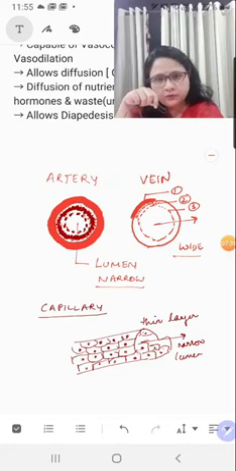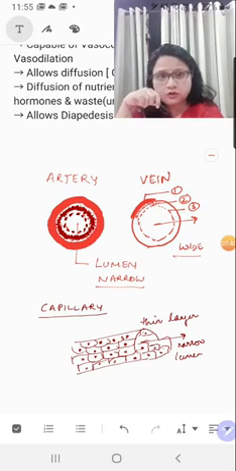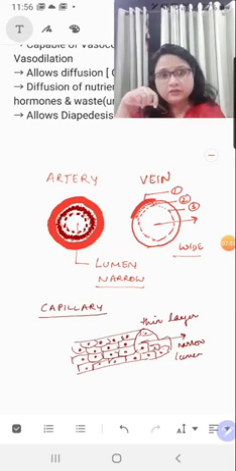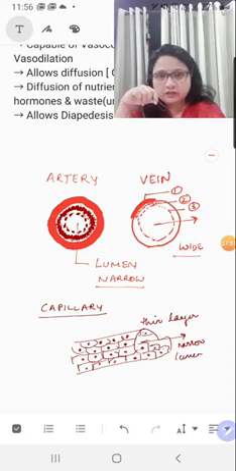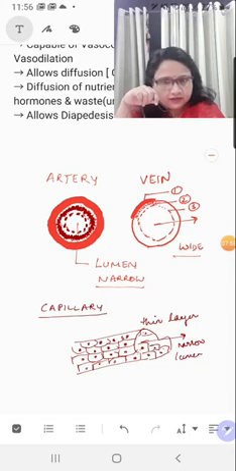On the contrary, when you notice vein, the three layers are still there, but they are very thin. They are not very thick. That's why the vein is not very much elastic, and that's why the lumen is very, very wide. So arteries can put much pressure. They can exert much pressure over the blood flowing within. Why? Because they have thick elastic walls that can help in exerting higher pressure, which is not the case with veins.